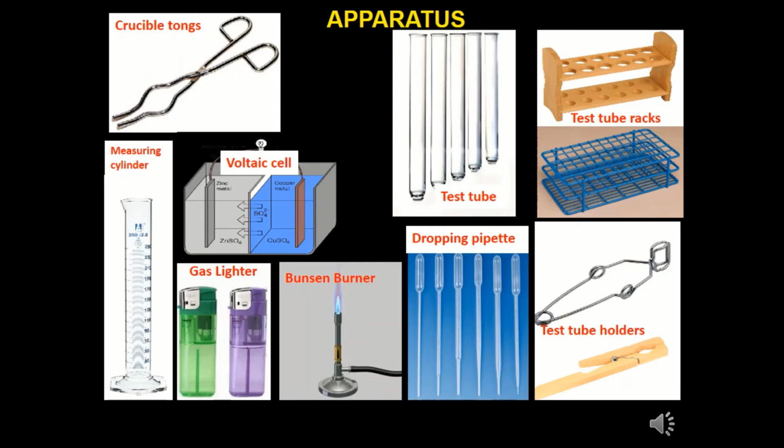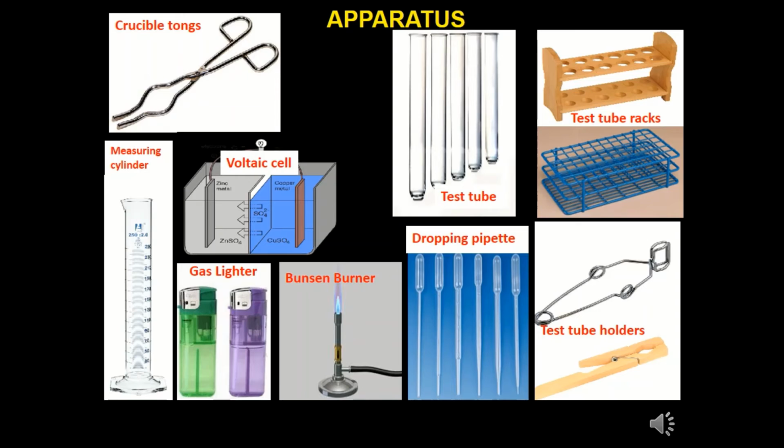Go to the left side. We have a Bunsen burner. We use the Bunsen burner for fire, and we have to light it with the help of a gas lighter. You probably already know it. This Bunsen burner has a gas supply, so we can use it for burning something or heating something. And then go to the extreme left side.